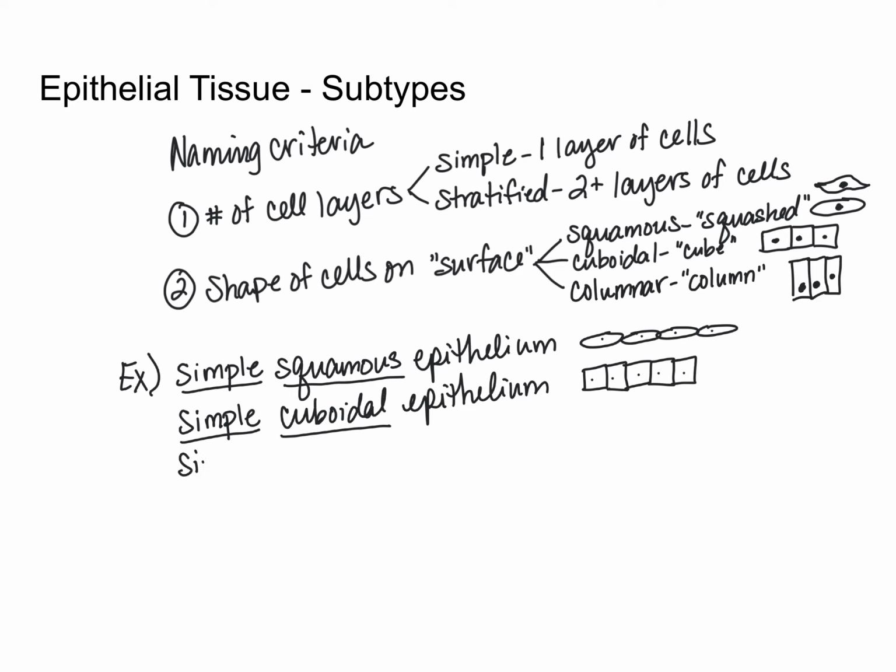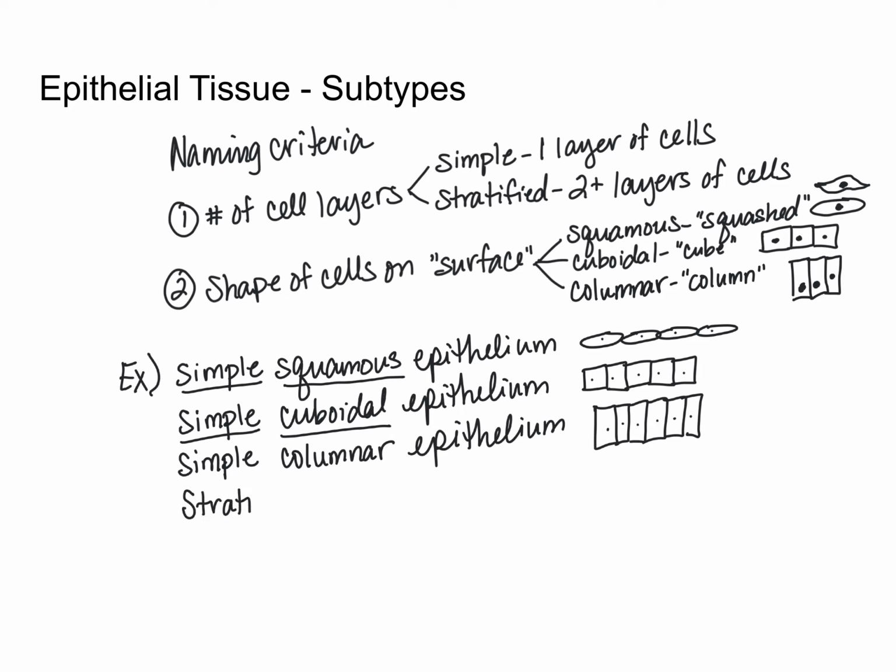You can have simple columnar epithelium, which you probably guessed is going to be a single layer of these column-shaped cells. Now, when it comes to stratified epithelium, the most common that you'll see is something called stratified squamous epithelium.